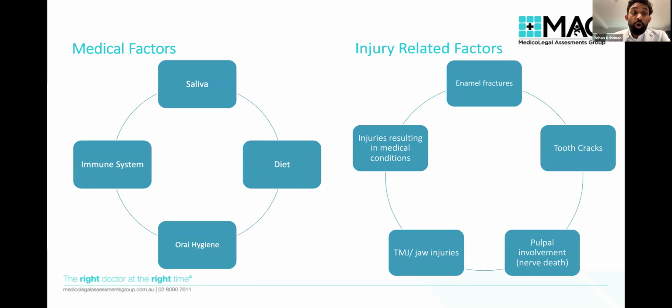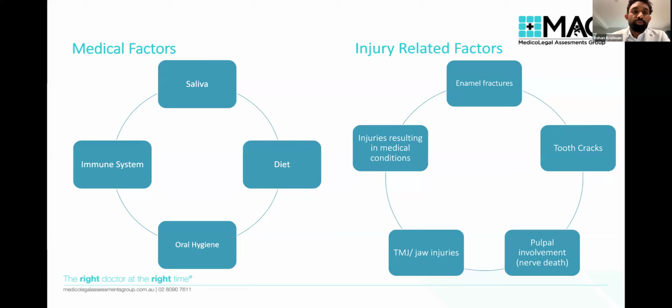And we'll go through why and how we assess those types of injuries and the factors that need to be considered when assessing these injuries. So really, we're looking at medical factors and injury-related factors, because the medical factors are the intrinsic factors related to that person: saliva, their immune system, their diet, and their oral hygiene. These are the factors that cause tooth decay or tooth breakdown from a bacteriological perspective. And then the factors that actually impact those medical factors, or the ability of those medical factors to actually prevent that disease progression, are all the injury-related factors.